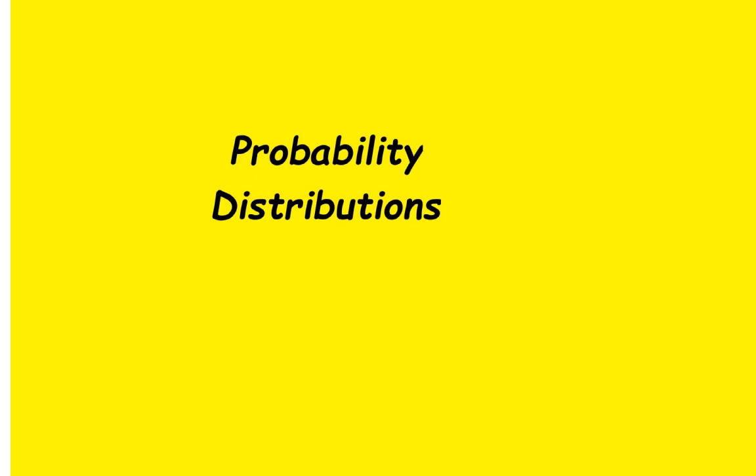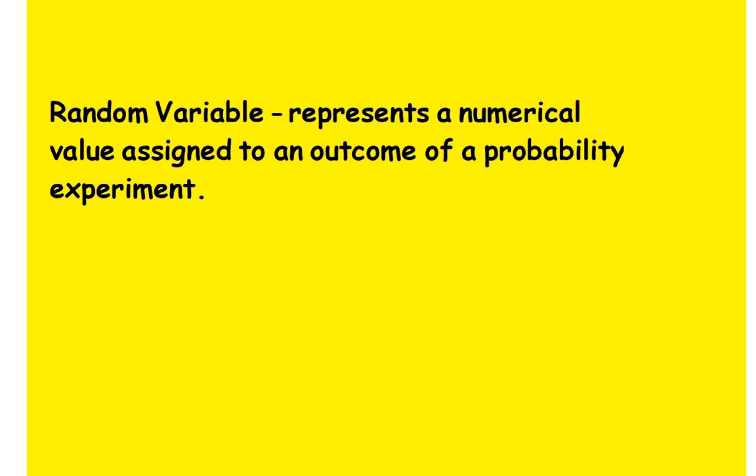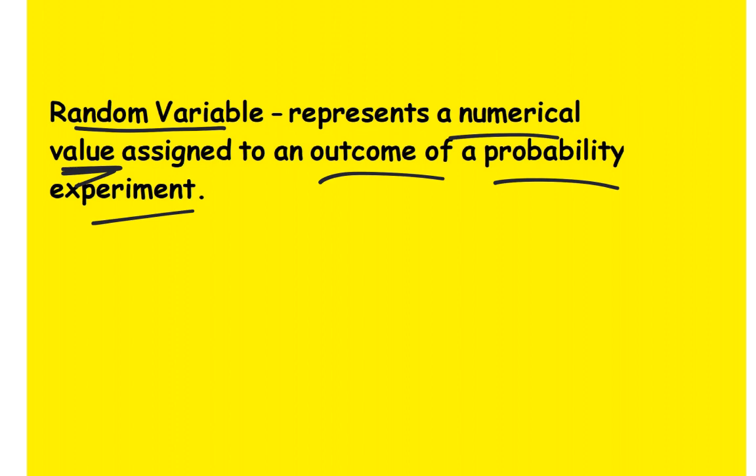All right, next let's look at some probability distribution. So again, probability is before things occur, so the probability that things will happen. So first of all, we need to look at random variable. A random variable represents a numerical value assigned to an outcome of a probability experiment.